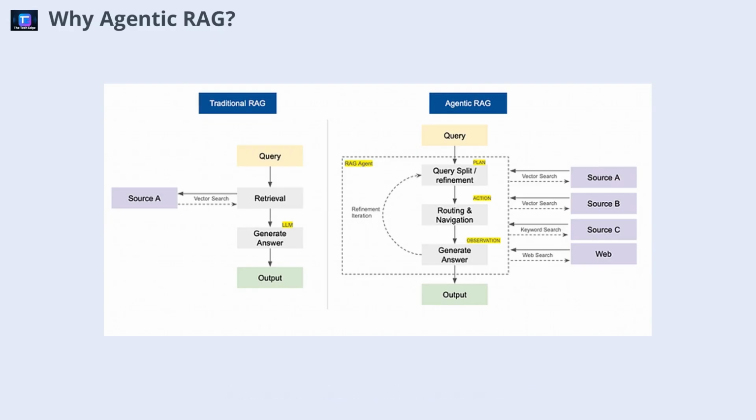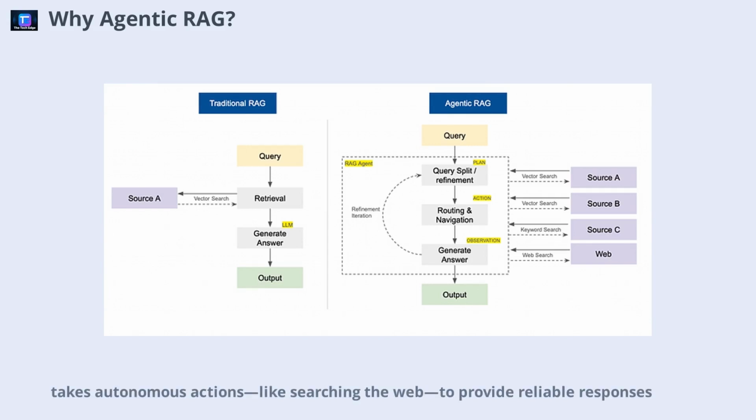That's where Agentic RAG comes in. It recognizes when it doesn't know the answer and takes autonomous actions like searching the web to provide reliable responses. In this video, we'll explore how Agentic RAG, powered by LangGraph, transforms the way AI handles complex, unpredictable questions.